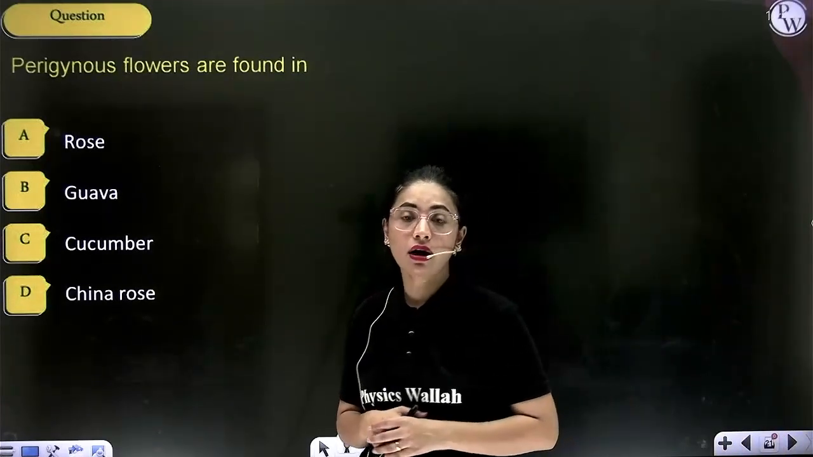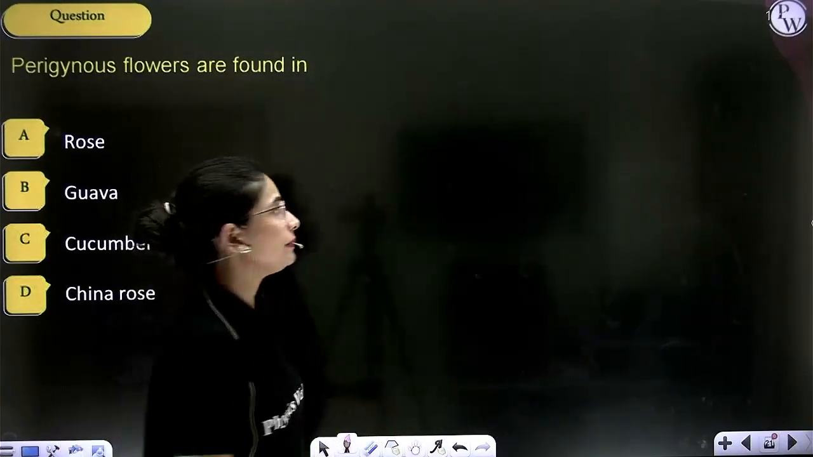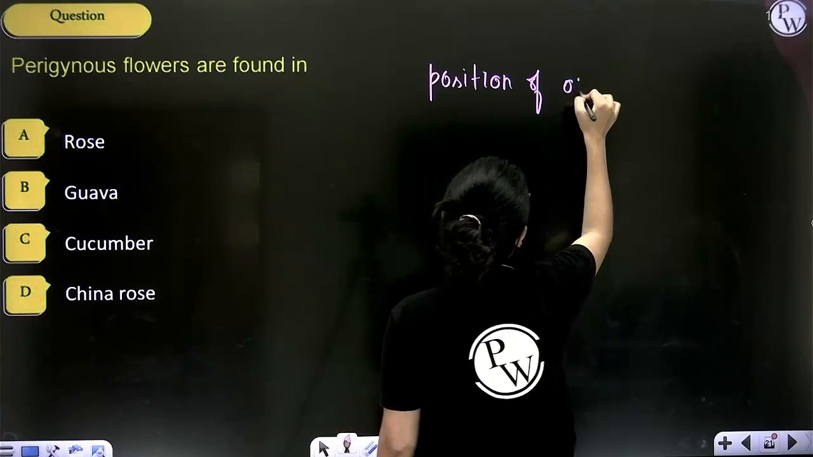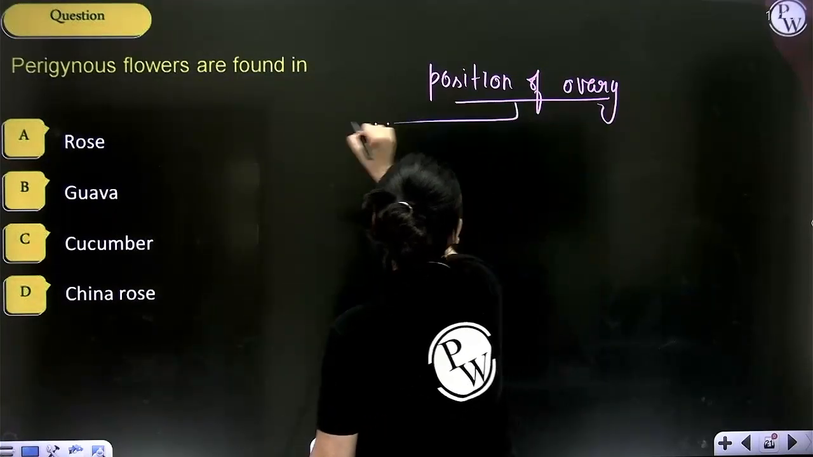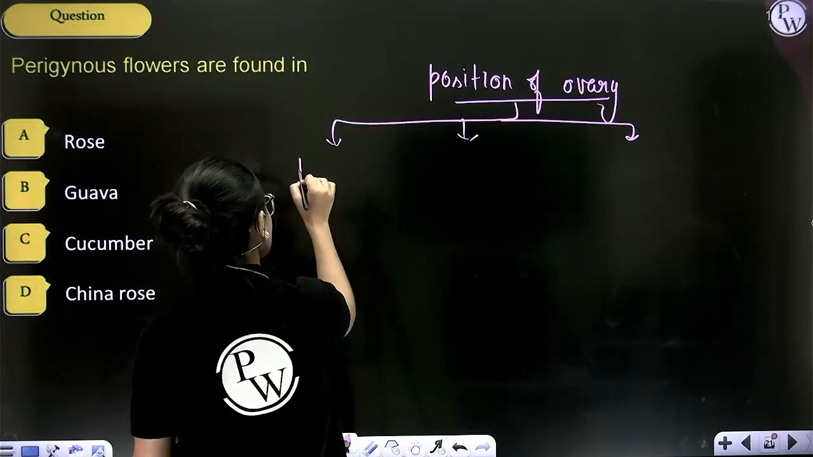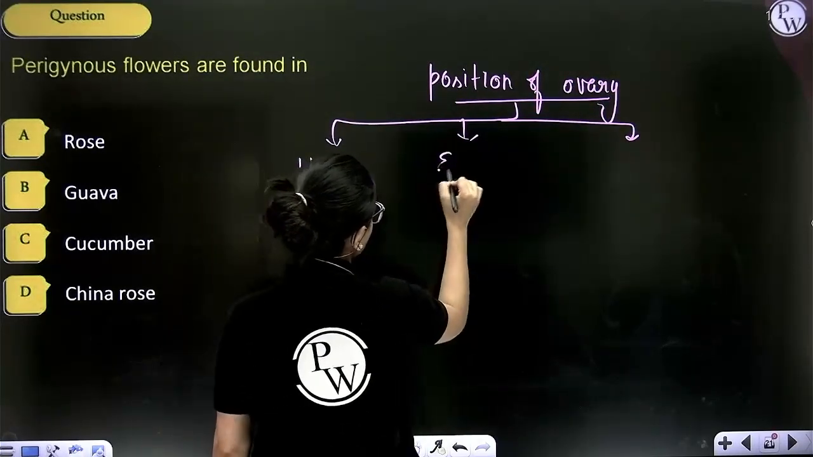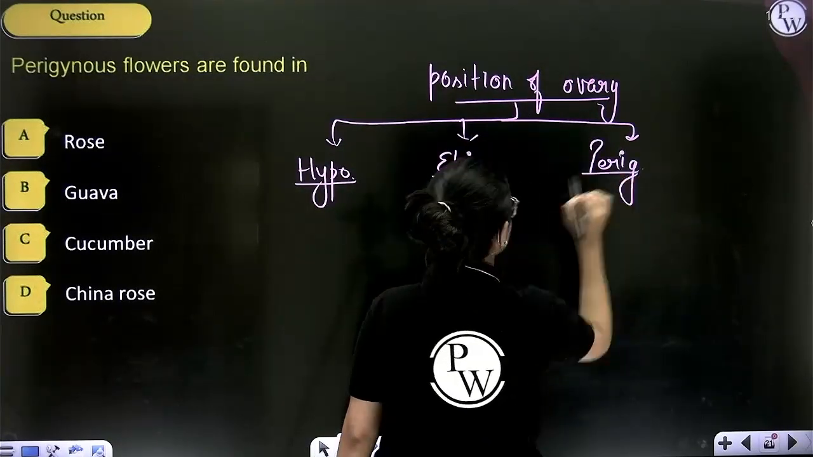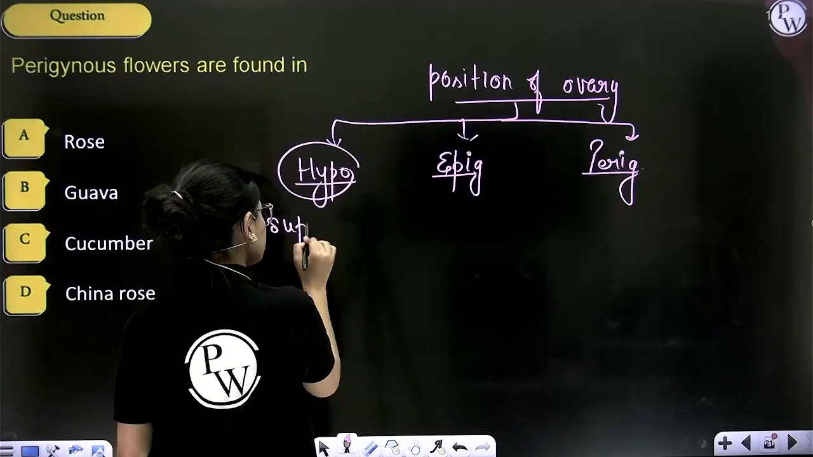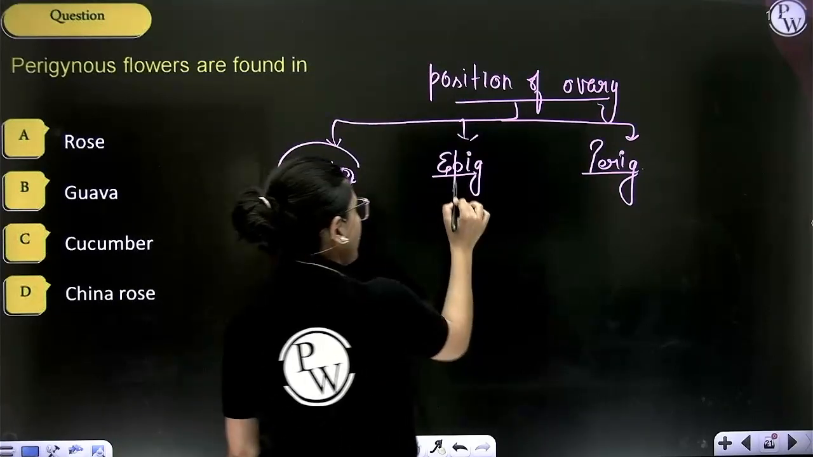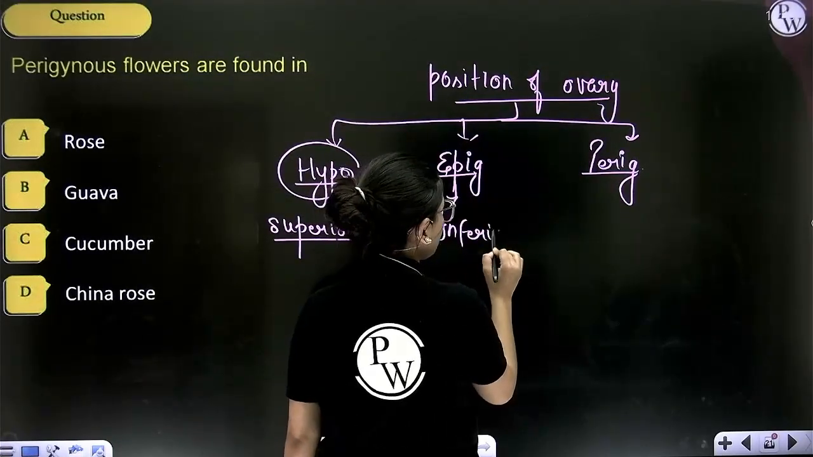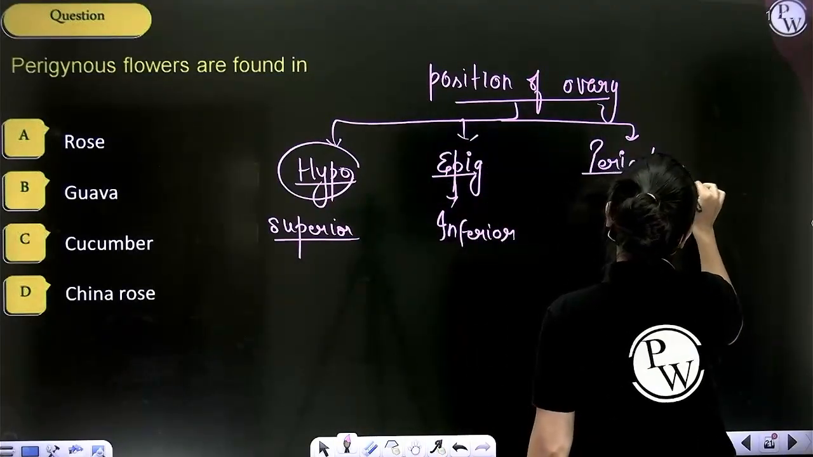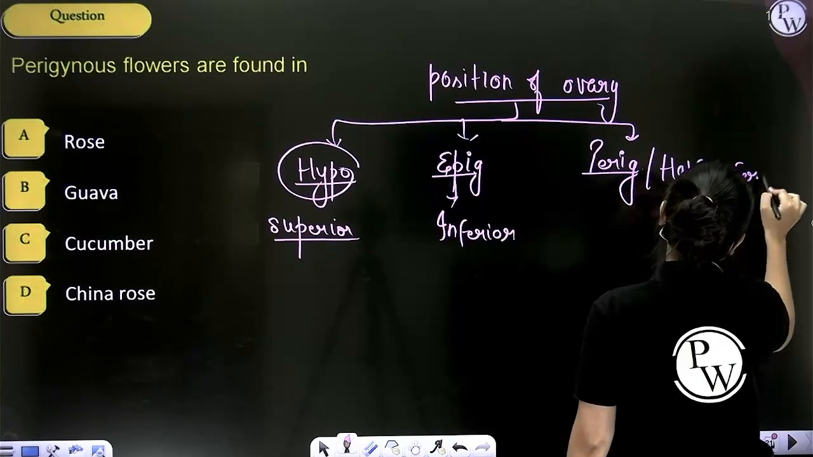Perigynous flowers are found in. So basically, beta, depending upon the position of ovary, see, last time also I discussed this, depending upon this, there are three types of flowers: hypogynous, epigynous, and perigynous. Hypogynous, I've already told you, superior ovary. Epigynous means inferior ovary. And perigynous means half inferior.